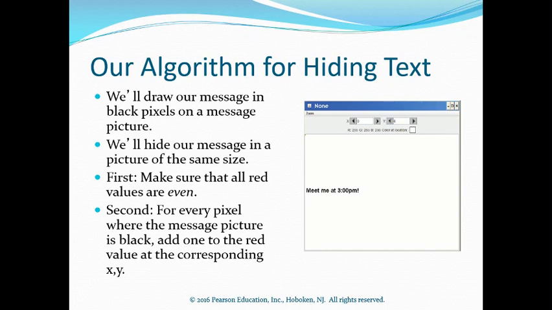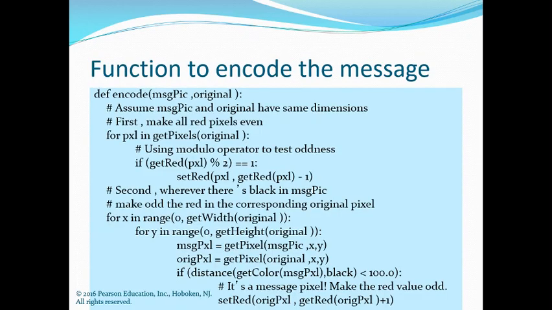First, make sure that all red values are even. Second, for every pixel where the message picture is black, add 1 to the red value at the corresponding x and y. So here's our function to encode the message. So you can go through this example of encoding.